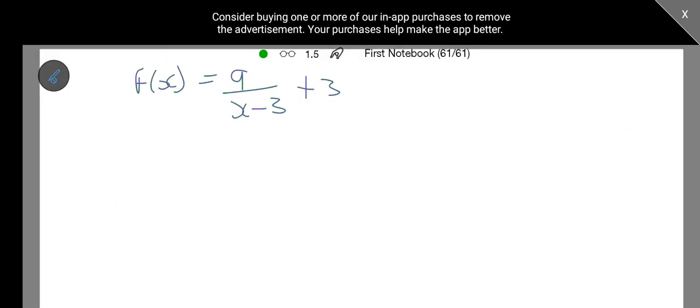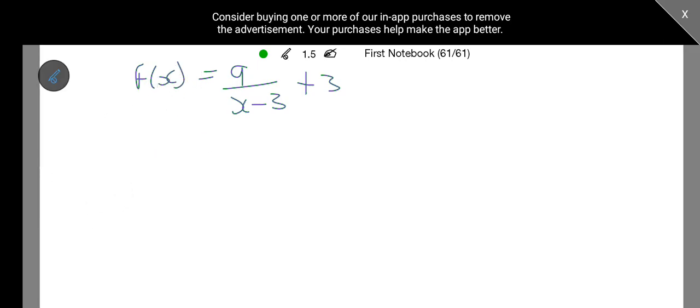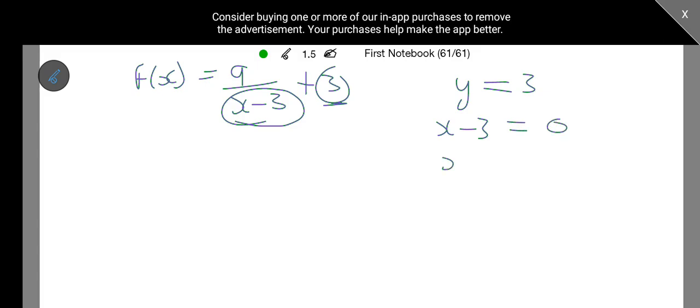Okay, so now let's figure out the two asymptotes. The horizontal asymptote is given as y is equal to the number that we see here. This means that y is equal to 3. That is the horizontal asymptote. And then for the vertical asymptote, we must say that x minus 3, the number below, is equal to 0, and then x is equal to 3. That is the vertical asymptote. So this is the horizontal asymptote and this is the vertical asymptote. Well, I hope that's clear.